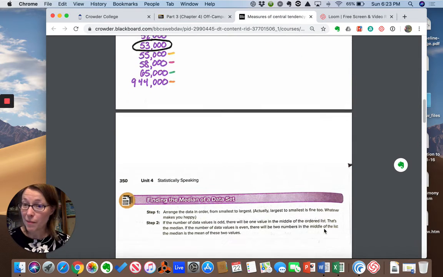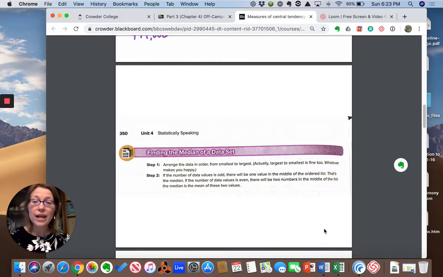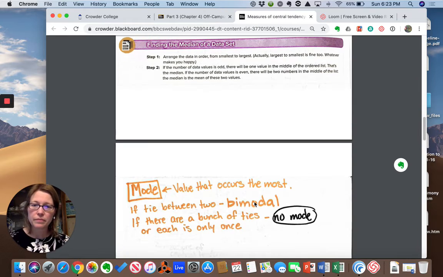One question that maybe has popped up: what if there is not a middle piece of data? What if there's an even number and so there's a tie for middle? On page 350 of our text, it gives us steps for finding the median, and it deals with that issue. If the number of data values is even, there will be 2 numbers in the middle of the list. The median is the mean of these 2 values. We're splitting the difference between the 2.